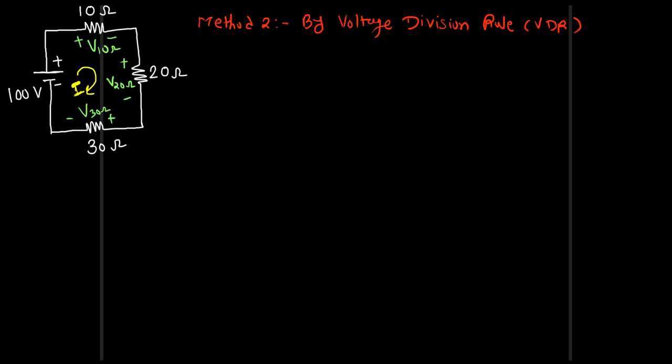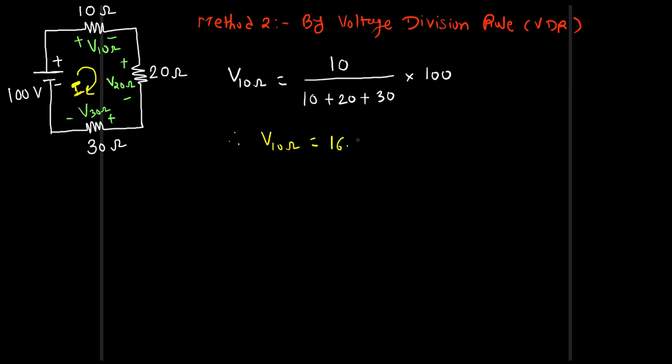Now directly we can apply the voltage division rule. So what is the voltage division rule? If you want to calculate the voltage across 10 ohm, in the numerator we take the same resistance, that is 10, divided by the sum of all resistances, so 10 plus 20 plus 30, into the total voltage. The total voltage is 100. So 10 upon 60 into 100, if you do the calculation, it is 16.667 volts.